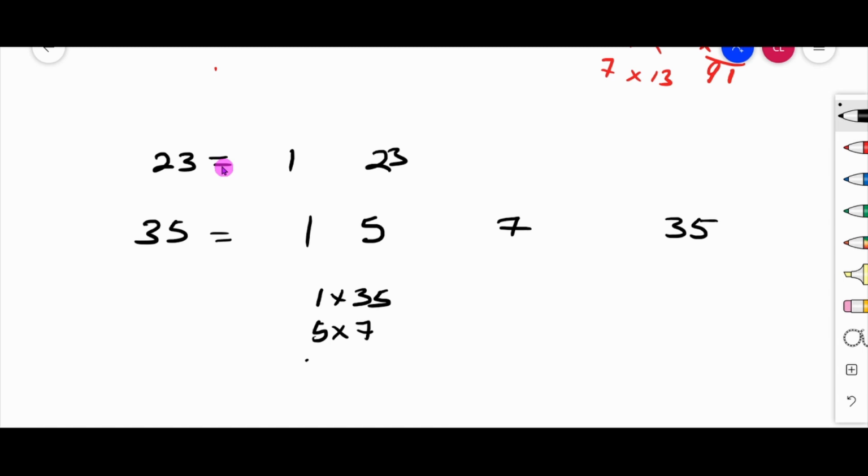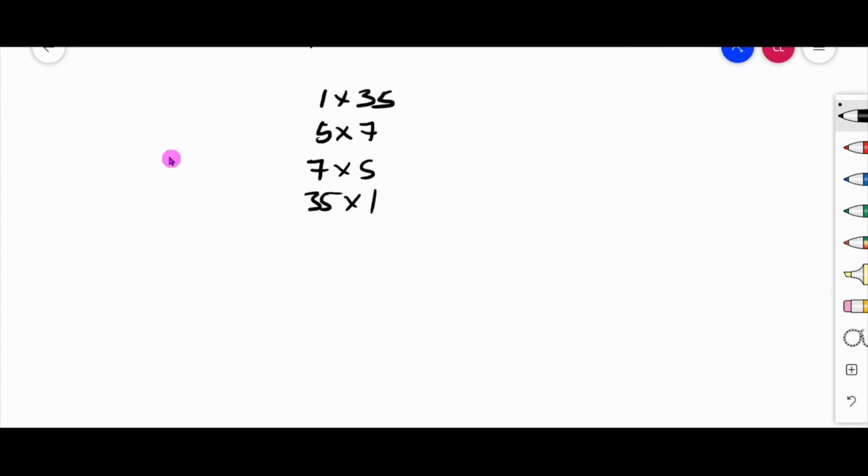Then it would be 7 times 5 and 35 times 1. These are all the possible multiplication scenarios you could use to get the 35. So let's go now to 42. So 42, we have 1 over here and 42 there.